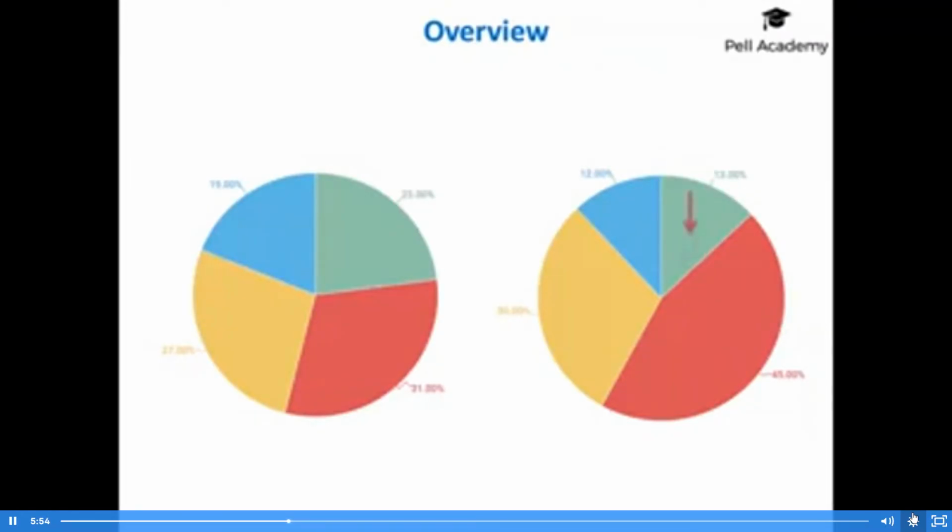So I'm just going to draw a little arrow down. When I'm thinking about how to group my information, when I'm thinking about what to put in my first key feature and my second key feature, it's going to be much more obvious when I have these little notes made. So red was 31 to 45, so that was up. Yellow was 27 to 30, so that was also up. And blue was 19 to 12%, so again down.